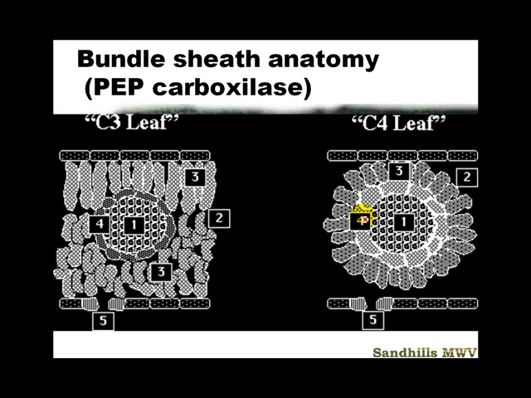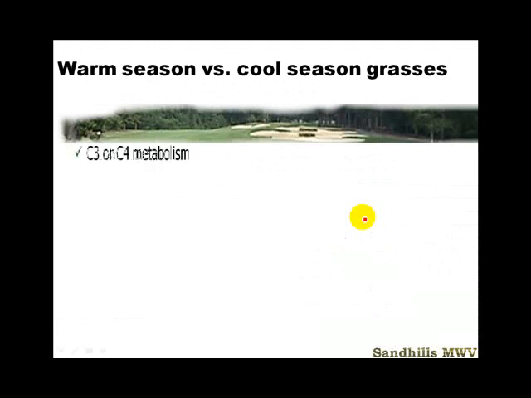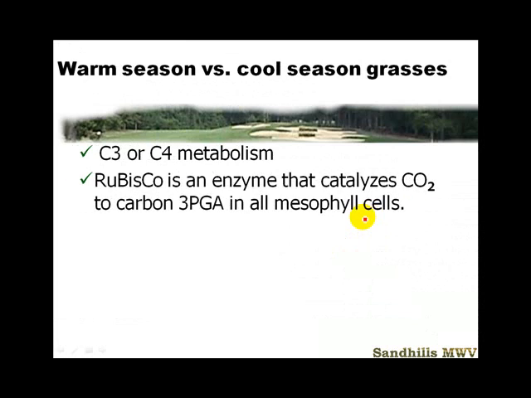See, the structure is a little bit different. I have a better picture. But let's get these basic terms down too. So C3 versus C4. Rubisco is an enzyme that catalyzes CO2 to carbon, 3-PGA. It's in all mesophyll cells. Mesophyll cells are the cells in the leaf.